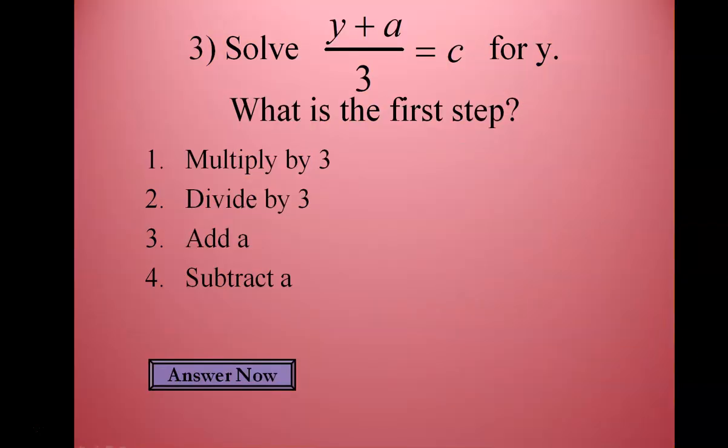And let's take a look at number 3. I want to solve this for y, so I want to leave y alone. And remember our do-undo chart and everything. What do we have to do first? You are correct. Multiply both sides by 3, because we don't like fractions, so we want to get rid of that denominator.